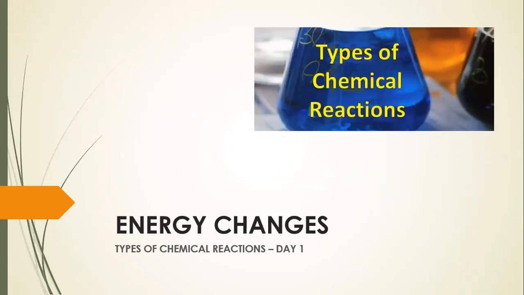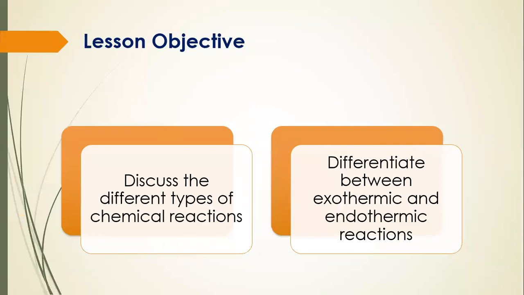So as an introduction to this chapter, we had seen what are the different types of chemical reactions. Probably you might have studied in lower classes different types of reactions such as synthesis reaction or combination. You can also find decomposition reaction. Let us see one by one what are the different types of chemical reactions. So in the first lesson, we just covered two objectives. What are the different types of chemical reactions? How will you differentiate between exothermic and endothermic reactions?